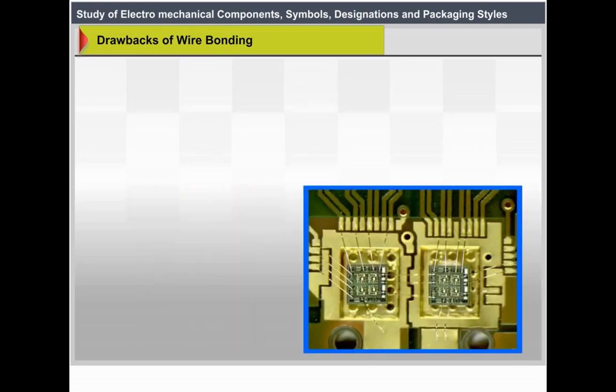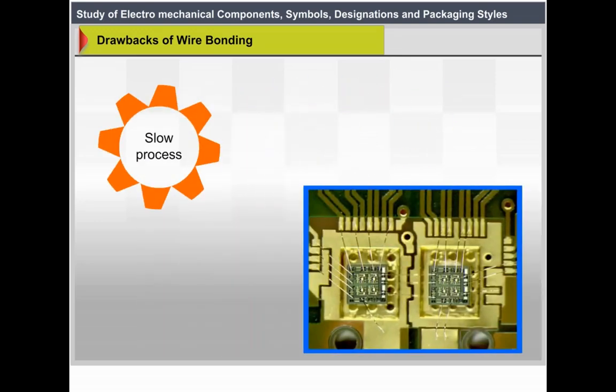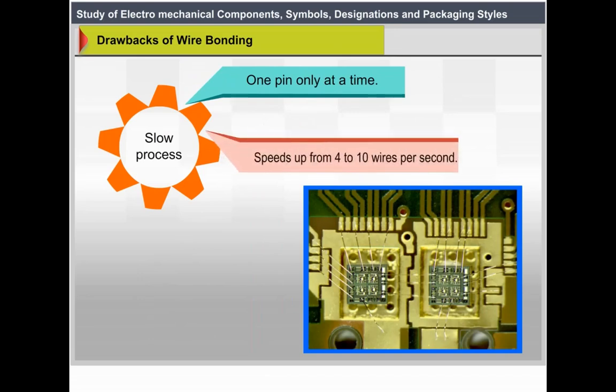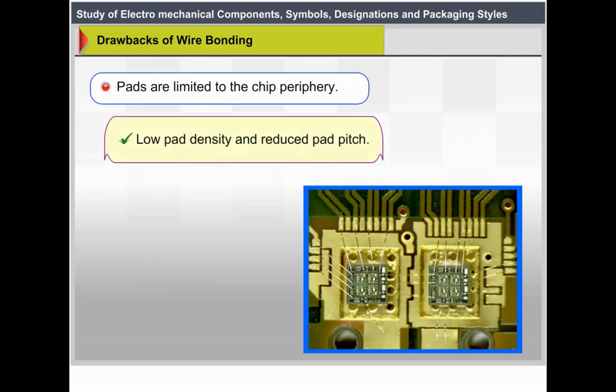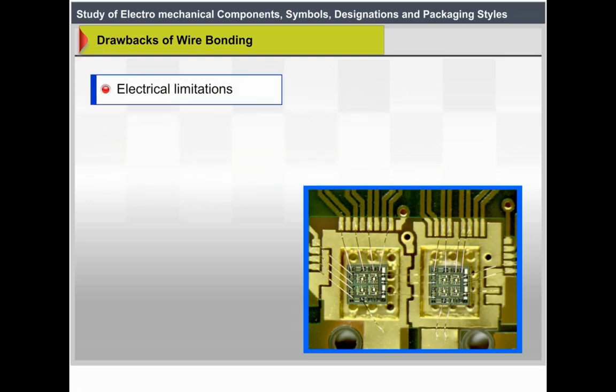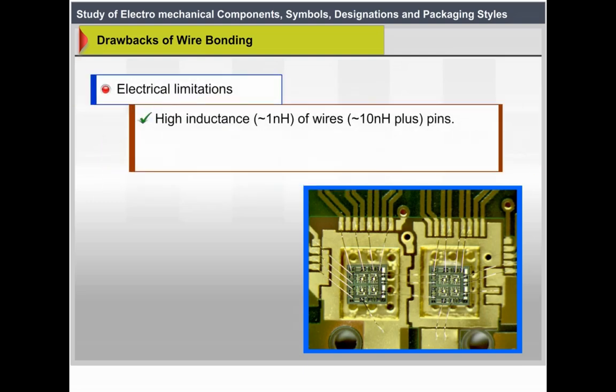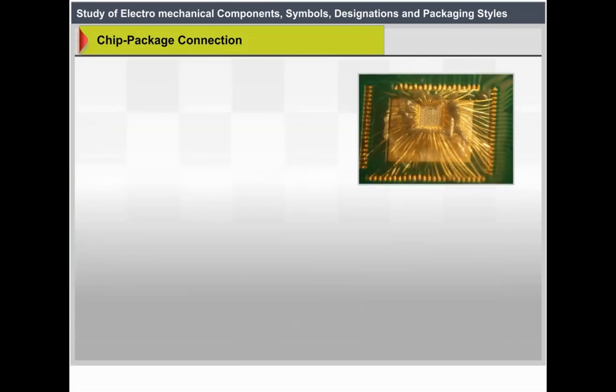Drawbacks of wire bonding. Slow process, one pin at a time. Speeds from 4 to 10 wires per second. Pads are limited to the chip periphery. Low pad density and reduced pad pitch. Up to approximately 500 pads. Electrical limitations. High inductance, approximately 1 nH of wires, approximately 10 nH plus pins. Crosstalk between adjacent wires.